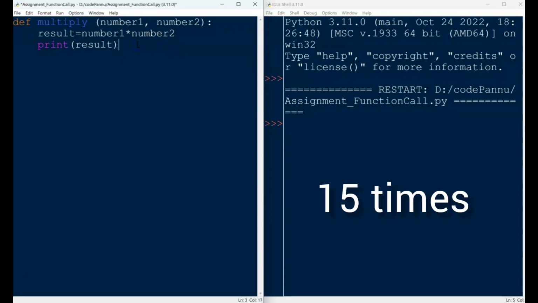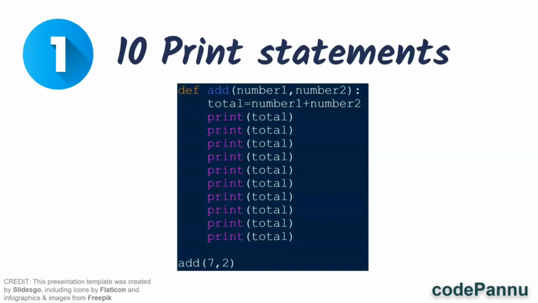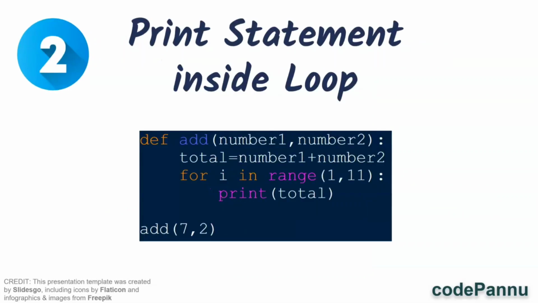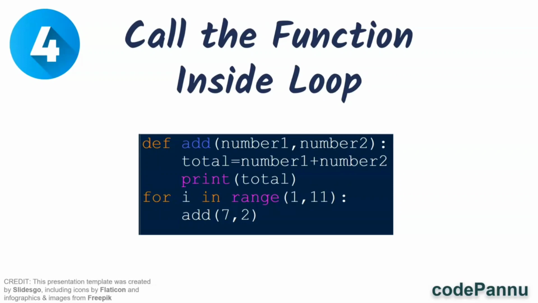Now print the output for 15 times. We have seen 4 methods on how to print the same output many times. Correct. They are method 1, writing 10 print statements, method 2, writing 1 print statement inside a loop, method 3, calling the function 10 times, and method 4, calling the function inside a loop.